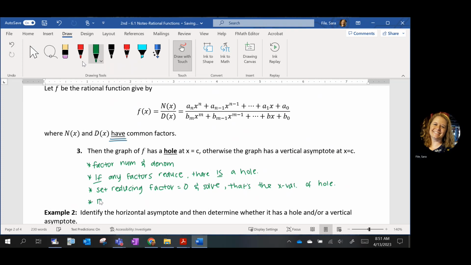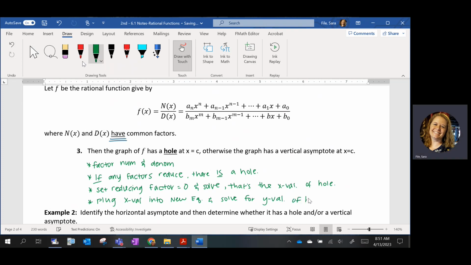Then we plug that x value into the new equation after we've reduced, okay, and solve for the y value of the hole. Okay, so holes aren't, I'm not going to say those are common, but if you have a common factor, that is what it means. It means that there's a hole in the graph.